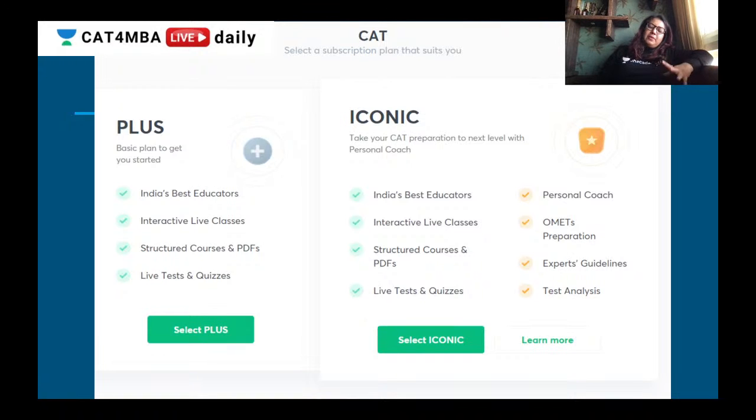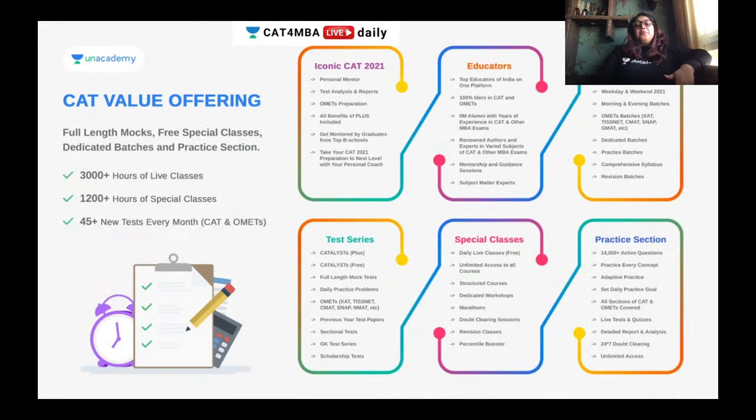You'll also do preparation for other management exams as well, not just CAT. So you can definitely take help of that as well. A lot of expert guidelines and test analysis of the same will also be there. Well, this is the CAT value offering that we have as of now on the Unacademy app that you can go through.